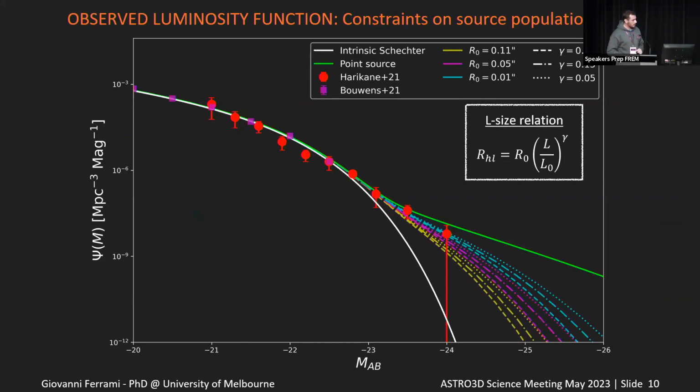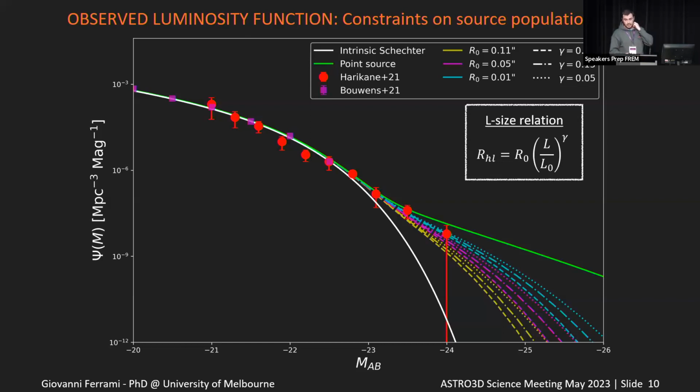And we get this. So these are some data points for the galaxy luminosity function, mainly from Bouwens, at redshift 6. And overplotted is some result from my model. In white is the intrinsic Schechter. In green is the point source solution. And in various colors and dashed lines is a combination of solutions for different choices of parameters for the luminosity-size relation, so R0 and L0.